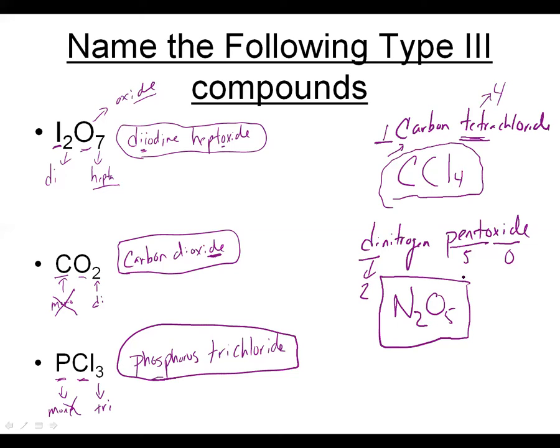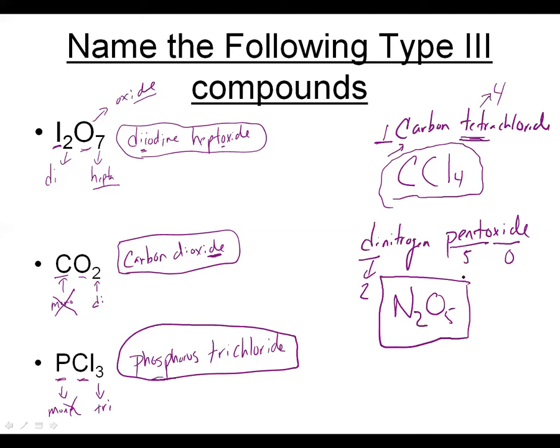But I will say these are the ones that a lot of people really sort of screw up by trying to do all kinds of weird things like balancing charges and those types of things. Any questions on how to name type 3 compounds, which again in your book I think is out of chapter 4?